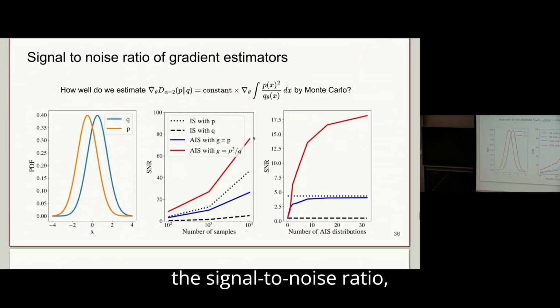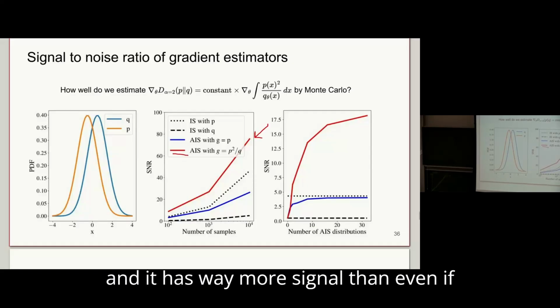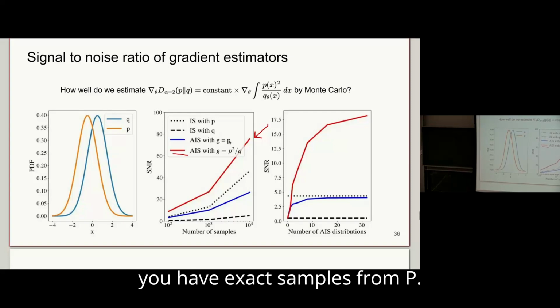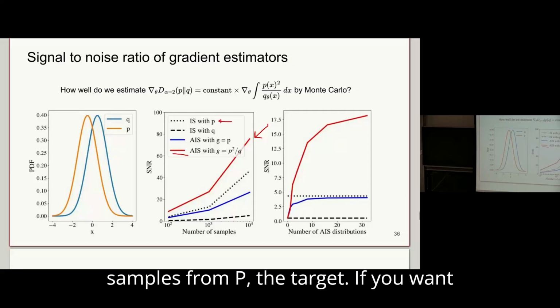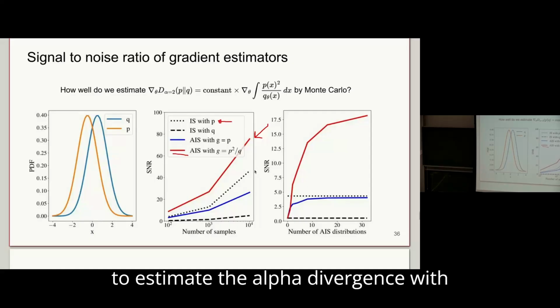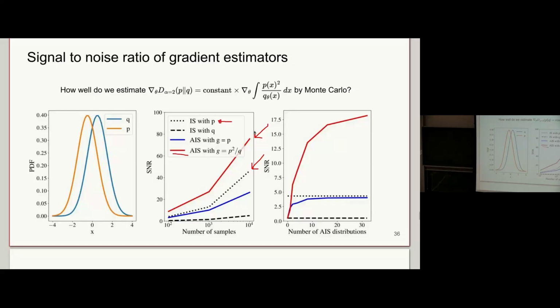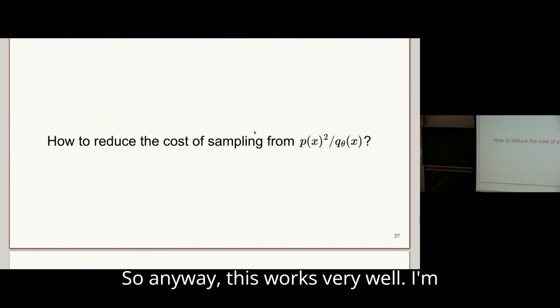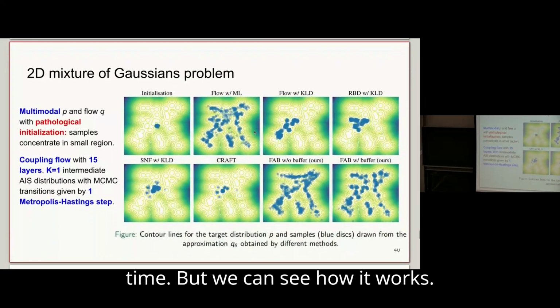This shows, for example, the signal to noise ratio, and in red is the signal to noise ratio of our gradient estimator, and it has way more signal than even if you have exact samples from P. So this is importance sampling with exact samples from P, the target. If you want to estimate the alpha divergence with exact samples from the target, you get this thing, which is even worse than what we can do. So anyway, this works very well. I'm going to skip this in the interest of time, but we can see how it works.